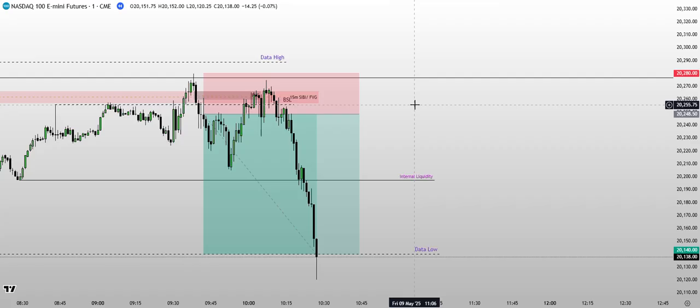We got signatures and price that we liked. We took shots on it. Timing was off today. We took 2 losses, 1 win. But as you can see, that 1 win completely took back those losses and some. So that's why risk management does matter.